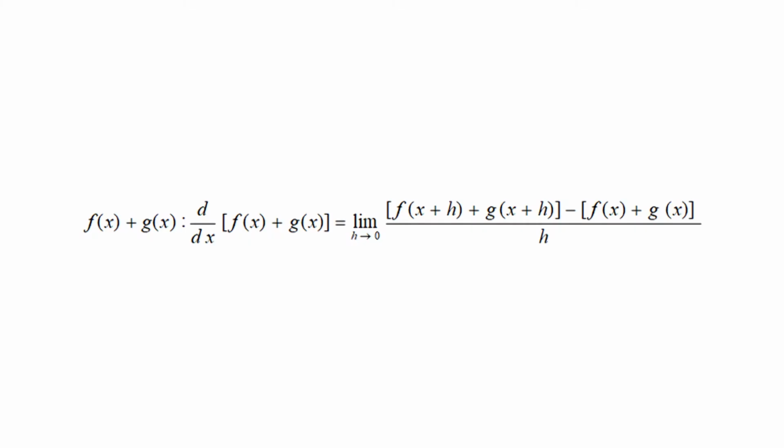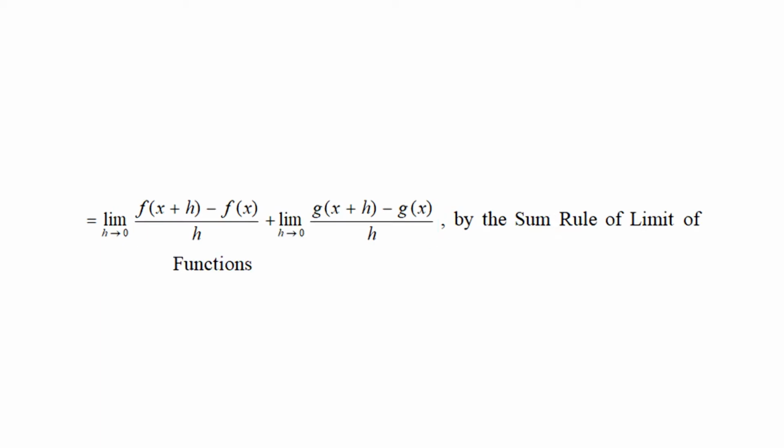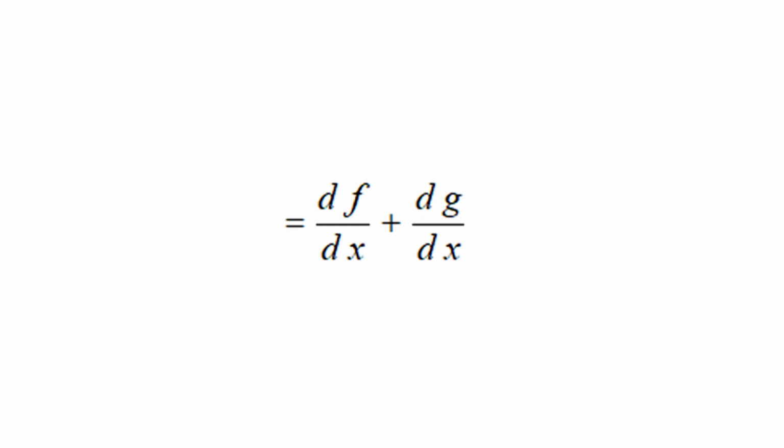We prove this as follows. We apply the definition of derivative to the function f of x plus g of x. d/dx of f of x plus g of x equals the limit of f of x plus h plus g of x plus h minus f of x plus g of x, over h, as h approaches 0, which is equal to the limit of f of x plus h minus f of x over h plus g of x plus h minus g of x over h as h approaches 0, by an algebraic rearrangement, which is equal to the limit of f of x plus h minus f of x over h as h approaches 0 plus the limit of g of x plus h minus g of x over h as h approaches 0, by the sum rule of limit of functions, which is equal to df/dx plus dg/dx.